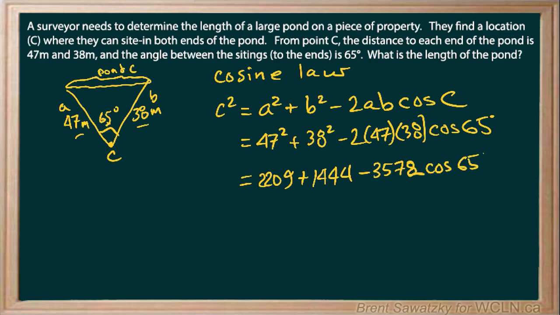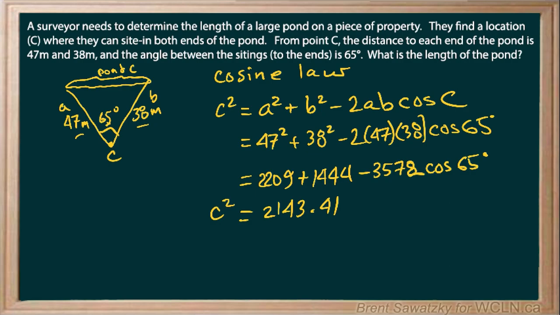And just to make sure, the cos 65 should be fine in your calculator, as long as your calculator is in degree mode, right? Because the 65 is in degrees. So if we were to work that all out, add all those items together, 2143.41.